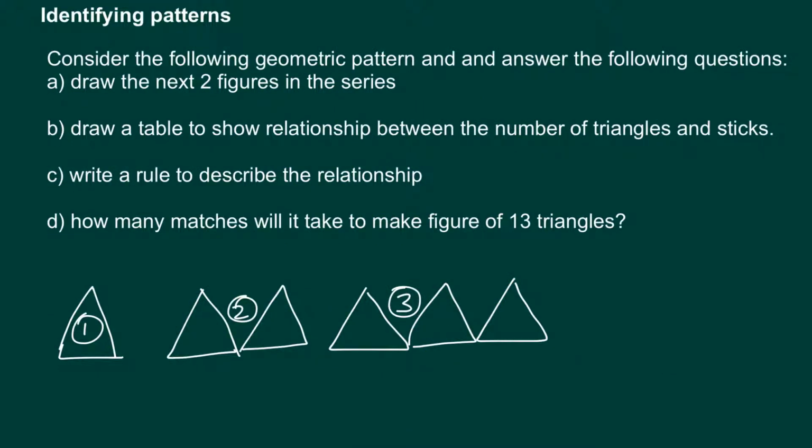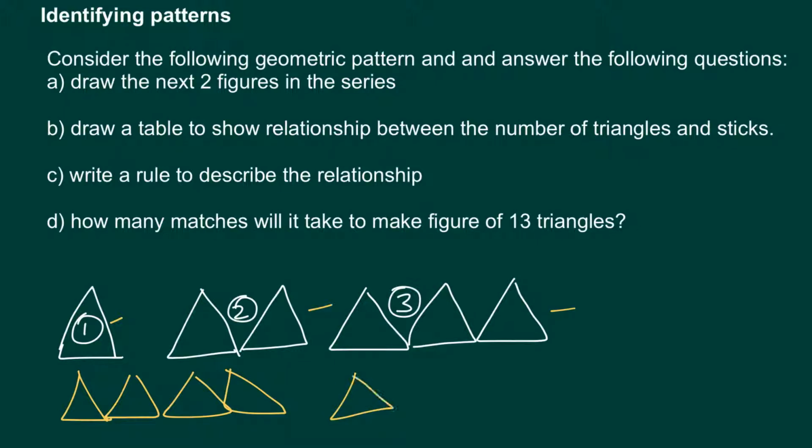Alright, so let's have a look at this question that involves geometric patterns. It says, consider the following geometric pattern and answer the following questions. Part A says, draw the next two figures in the series. So why don't we do that? So this is figure number 1, figure number 2, and figure number 3. So figure number 4 will obviously just have 4 different triangles in there. That's figure number 5 right there.